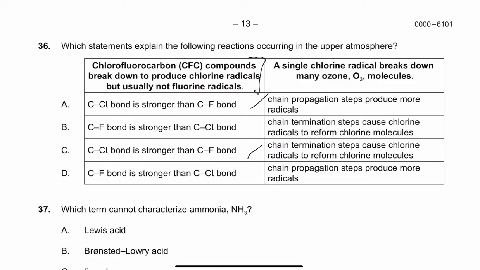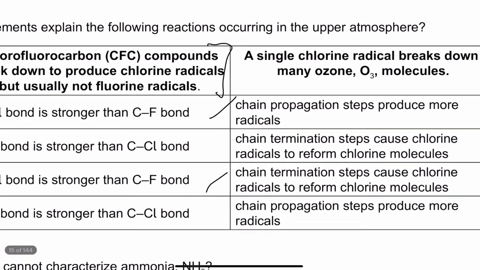this explanation is not explained by the fact that the C-N bond is stronger than the C-Cl bond. That's the opposite logic. If it's able to break down to produce chlorine radicals but not fluorine radicals, it means the C-Cl bond has to be stronger than the C-F bond. So there we go. So we know it's one of those two.